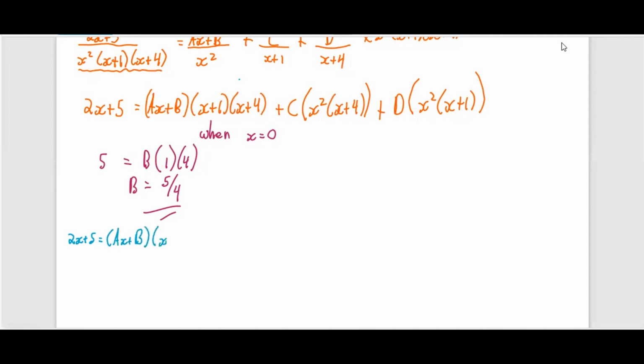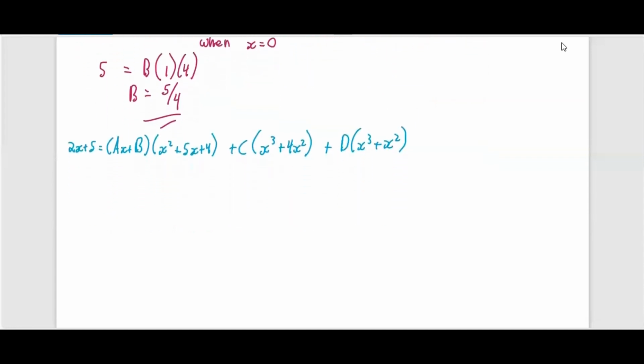So expanding, x squared plus 5x plus 4. Then there'll be plus c, open bracket, x cubed plus 4x squared, and there'll be plus b, x cubed plus x squared. Yeah, so let's continue now. So 2x plus 5. Let me expand all this. So ax by x squared will be ax cubed. ax by 5x will be 5ax squared. And ax by 4 will be plus 4ax.